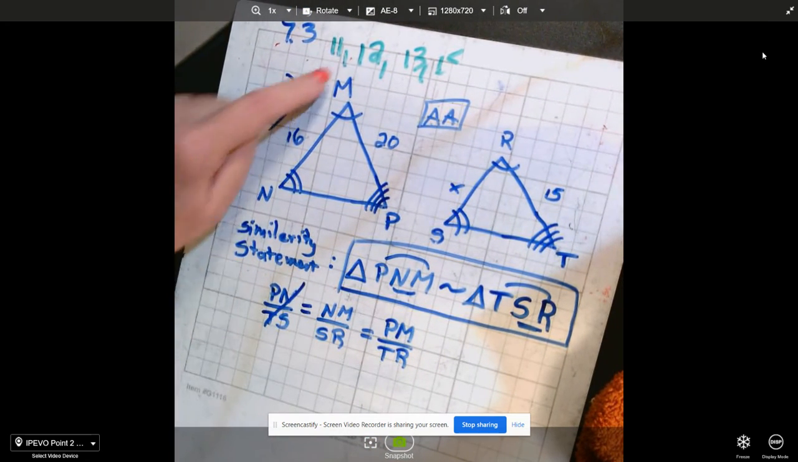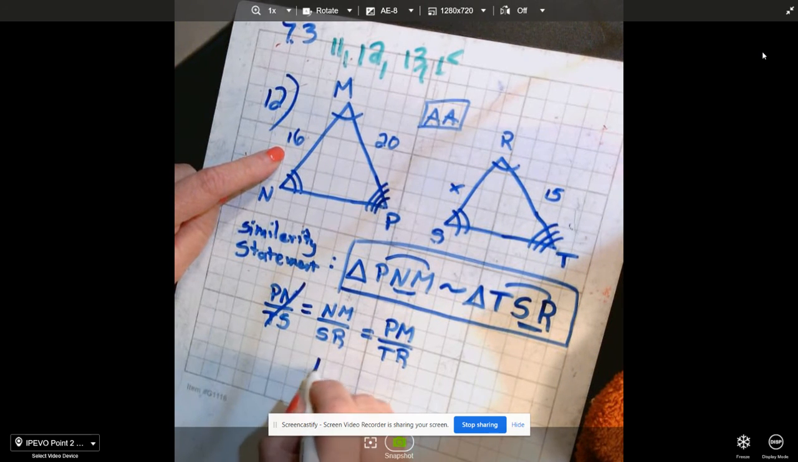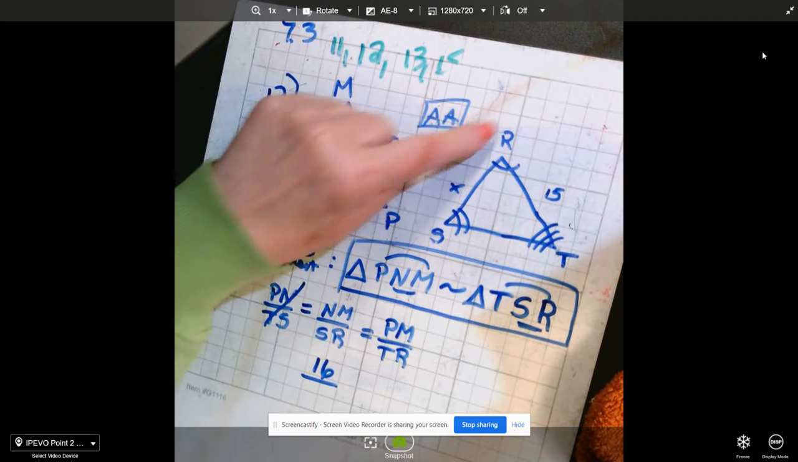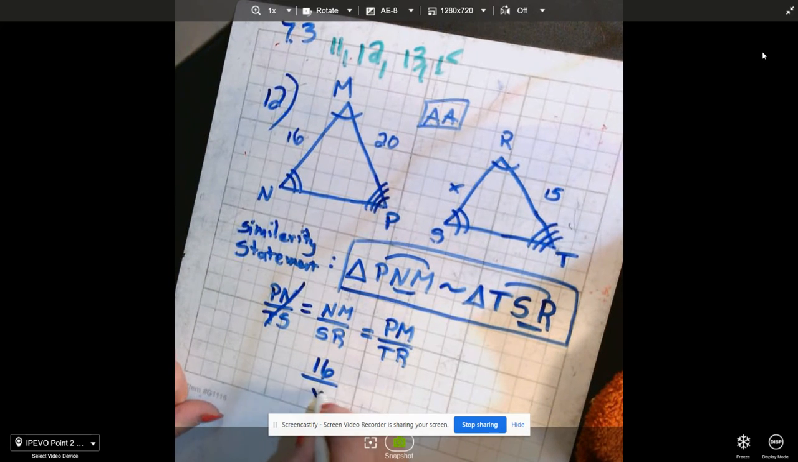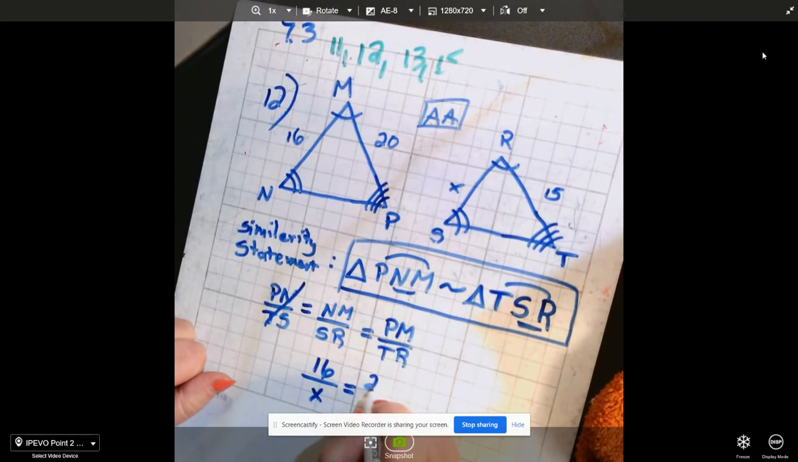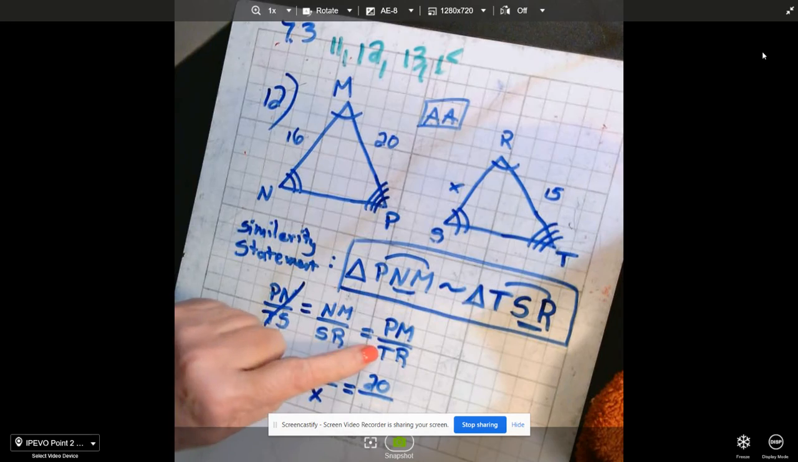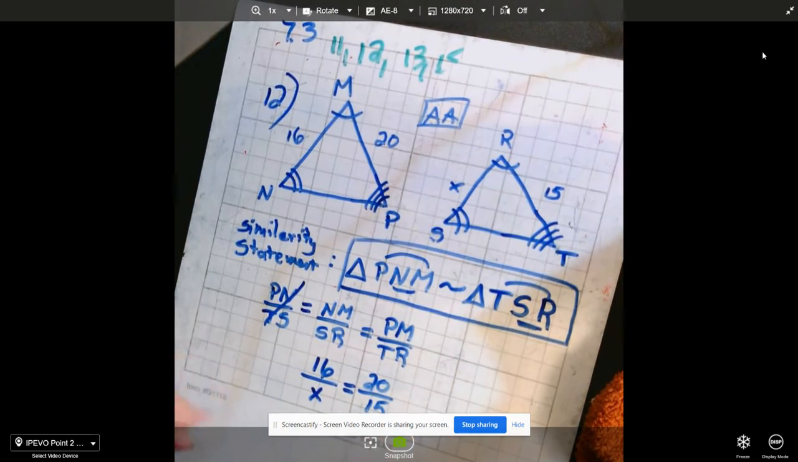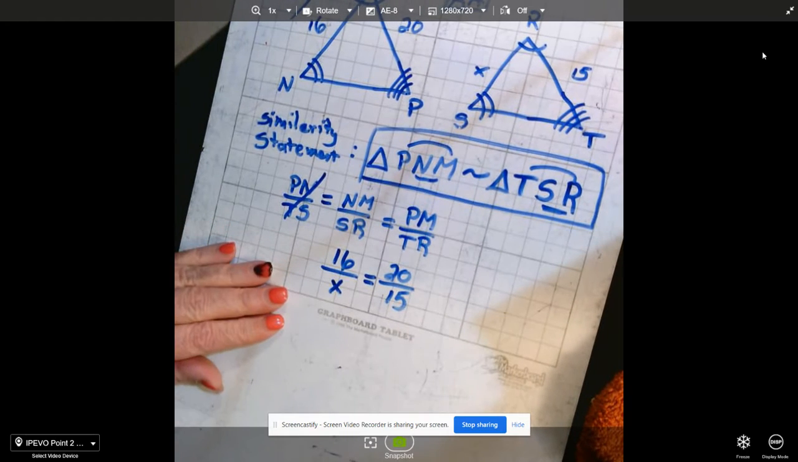NM. Well, NM is 16, so I'm going to write that down, 16. And then SR, well, SR is X, so I'm going to put X in there. That ratio is going to be equal to PM. Well, PM is 20. And TR, well, TR is 15. Now you have a ratio that has only one variable, so you can solve this by cross-multiplying.